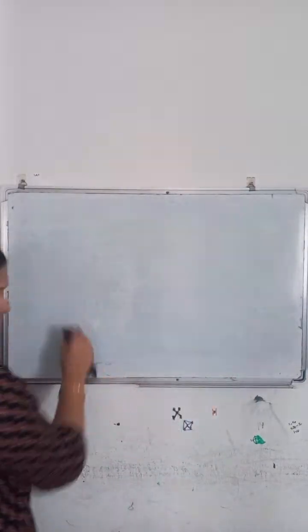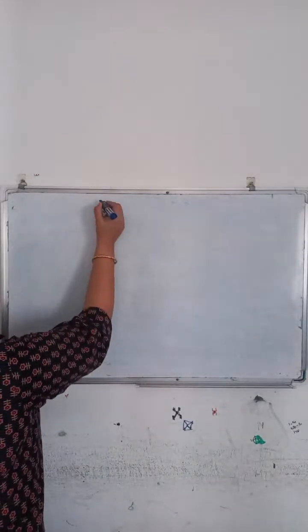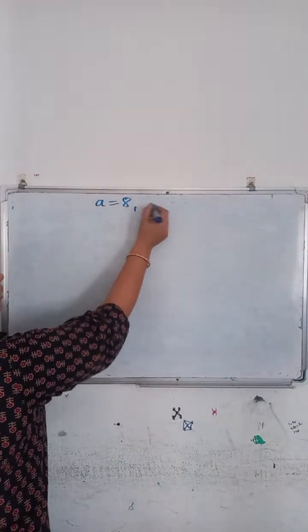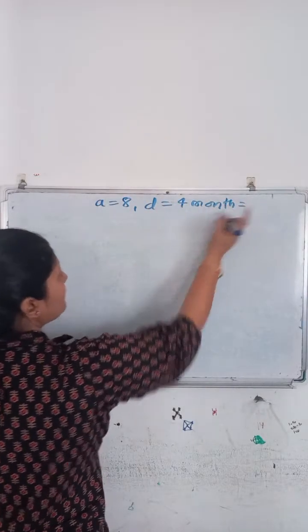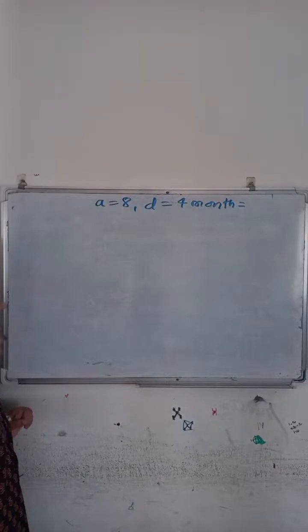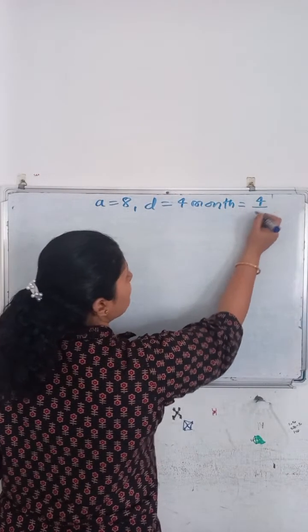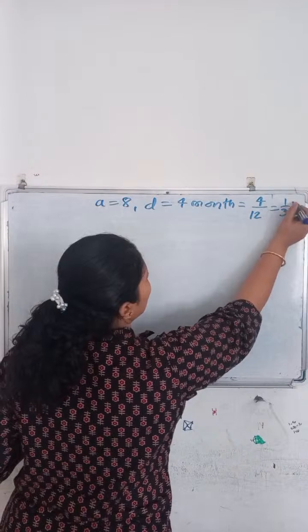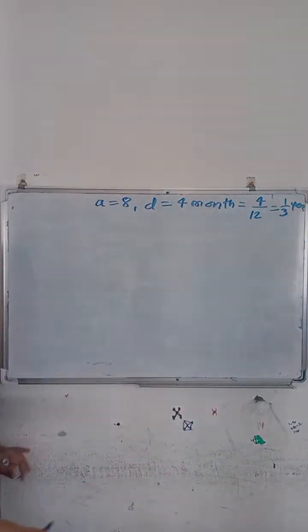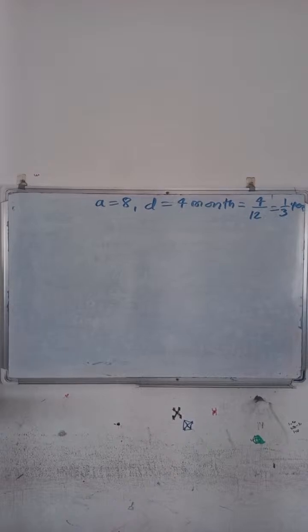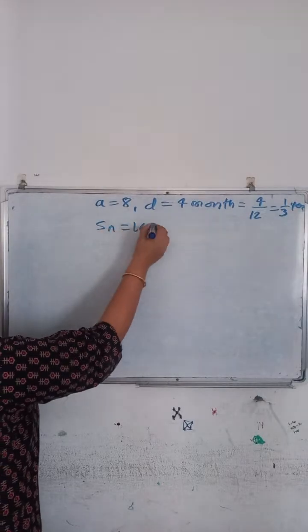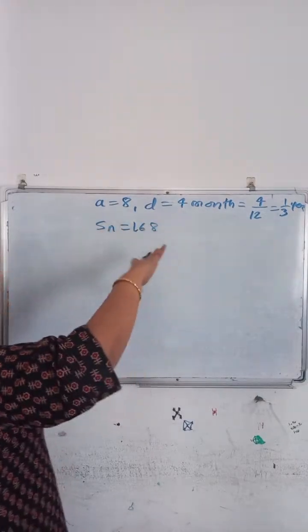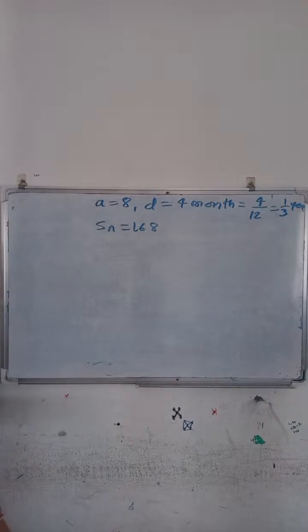So here the first term is the minimum age criteria, A is equal to 8. Common difference is 4 months. In a year we have a total of 12 months. So only 4 months means 4 by 12, which is nothing but 1 by 3 years. Getting this? So once you get this, then the sum of all the participants' ages is nothing but how much? 168. If you add all the participants' ages, that is nothing but how much?